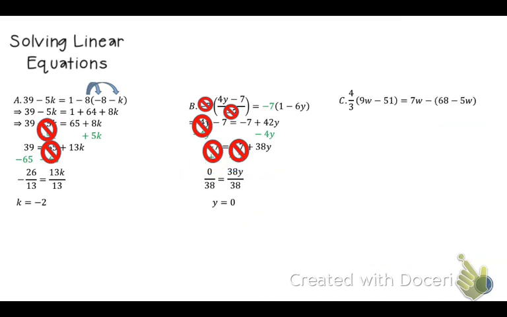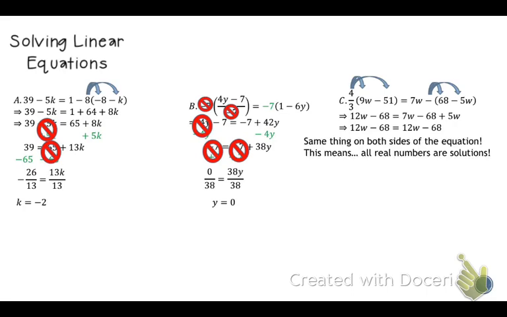So this one, let's distribute that 4/3 in first. And distribute the negative in. Whenever there's a negative in front of a parenthesis, you have to distribute it in. So 4/3 times 9w is 12w. 4/3 times 51 is 68. Negative times 68 is negative 68. Negative times 5w is negative 5w. So then combine those and you get 12w minus 68 equals 12w minus 68.